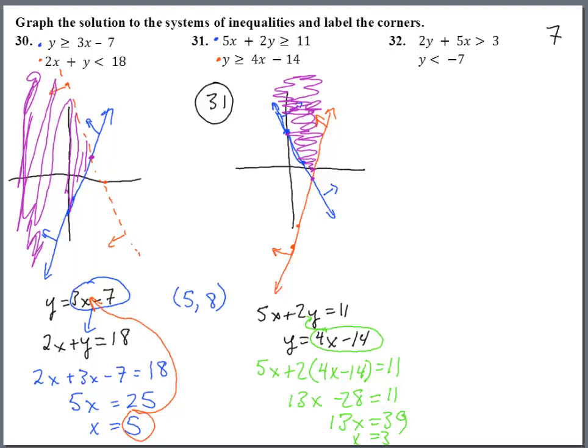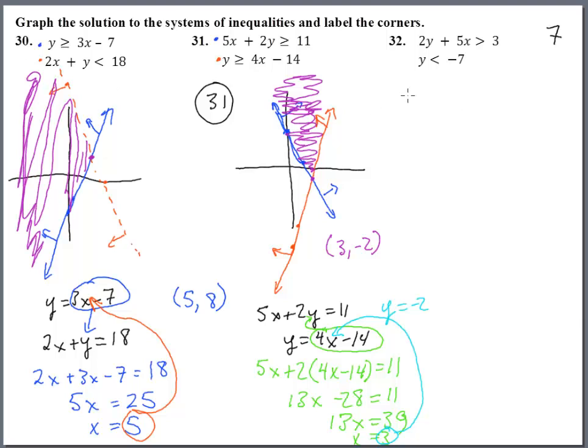Now if x equals 3, let's stick this guy back in. Let's put him right there. 4 times 3 is 12. Minus 14 is a negative 2. So y is going to equal a negative 2. That means that point in there that we were looking for is the point 3, negative 2. Hey, not a bad sketch. Look at that. It almost looks like it belongs there.